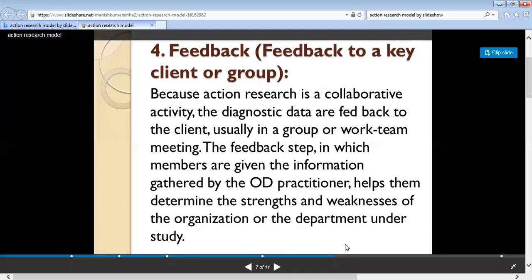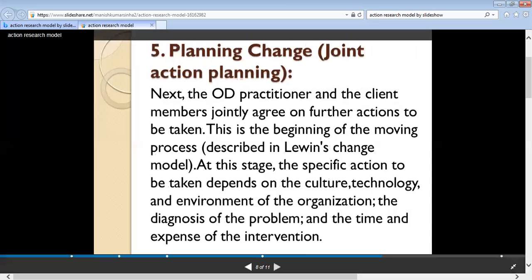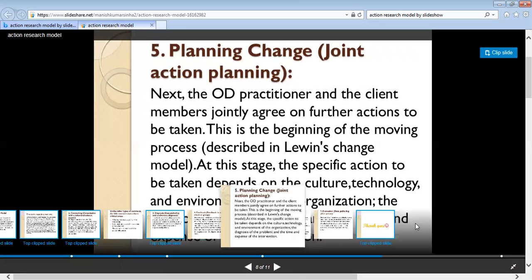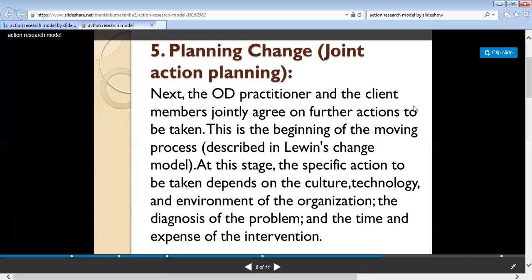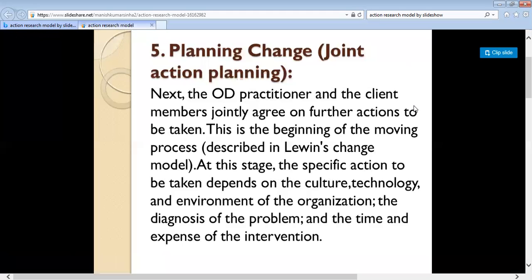This is step 4, that is your feedback, and after that we'll go for the fifth step, that is your planning change. Planning change, that is your joint action planning. The OD practitioner and the client members jointly agree on further actions to be taken. This is the beginning of the moving process. We already know about Lewin's change model, that was unfreezing, changing or moving, and refreezing. This is the second phase of Lewin's change model.